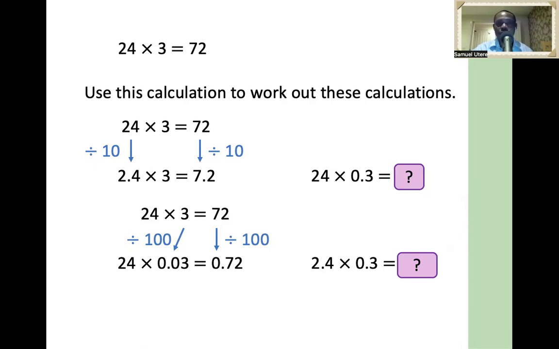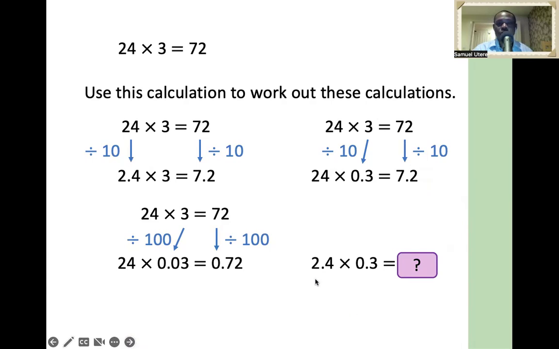Next one. We have 24 times 0.3. So what's the same? 24. For the 3, we've divided the 3 by 10. That's why it's 0.3. So it means our answer is going to be divided by 10.